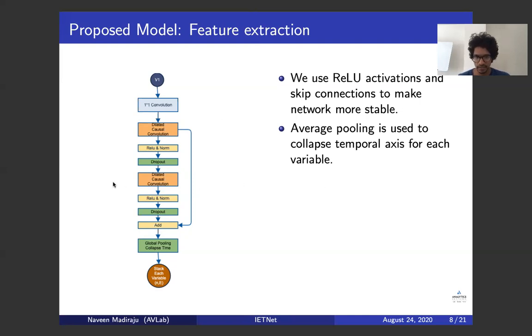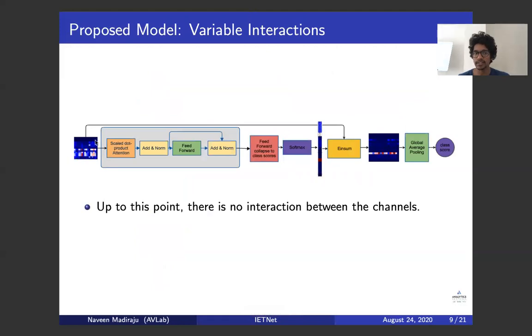After extracting the features, we use global pooling to collapse the time component of the features. After that, we stack each variable into a matrix, as seen in the left corner here. This matrix consists of 15 variables, and the x-axis is the embedded dimension. Up to this point, there are no interactions between the variables.